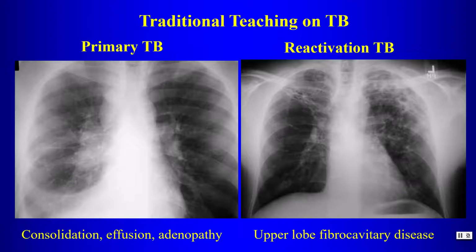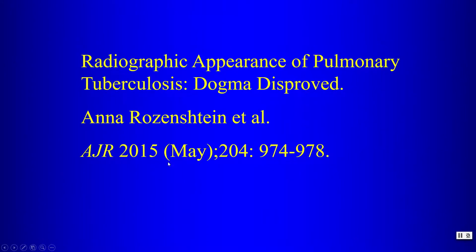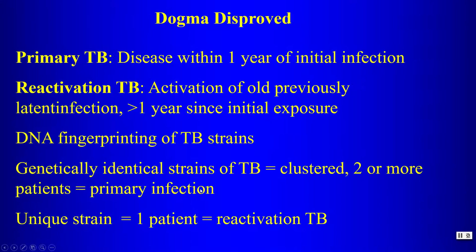Now, the traditional teaching on TB was that in terms of the radiographic appearance of primary versus reactivation tuberculosis, there was a difference, that primary tuberculosis can present as consolidation, effusion, or lymphadenopathy, and that it was reactivation of tuberculosis that presented as upper lobe fibrocavitary disease. Well, it turns out that that traditional teaching is not quite right, and that particular article outlines it very nicely.